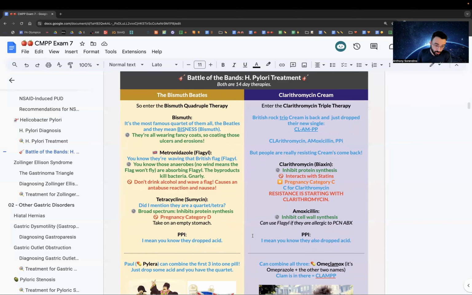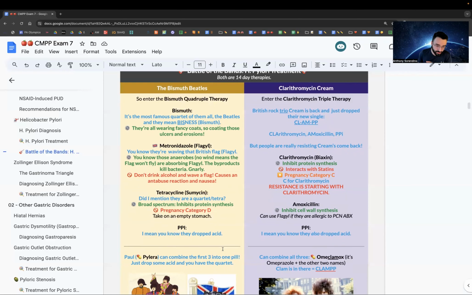A big thing here, don't drink alcohol and wave this flag and wave your Flagyl, because it's going to cause what's called an antabuse reaction. So this is actually something you can give people who are withdrawing from alcohol, because if they try to drink, it's going to make them vomit. So don't combine the bismuth quadruple therapy with alcohol, specifically because of metronidazole, because of Flagyl. That totally can be a question.